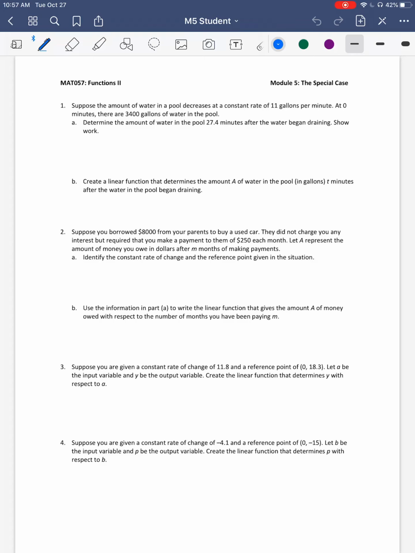Hey guys, we're looking at the Module 5 activity for the day. So this is called a special case.